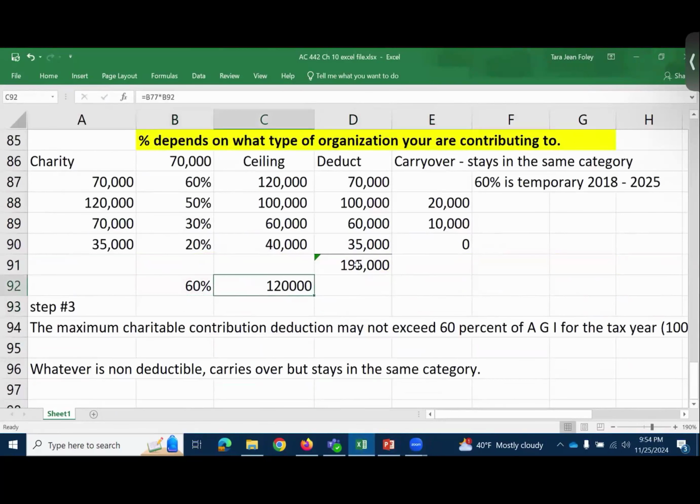120. So I can't deduct all of this 195 because it's above my 60%. So I would take pieces of it out so that I would carry this over. So 195 is 75,000. I would want the larger deductions to be there, so I would take it out of the lower deduction. So I'd probably take all of this 35. I would put that as 0 and carry it over.